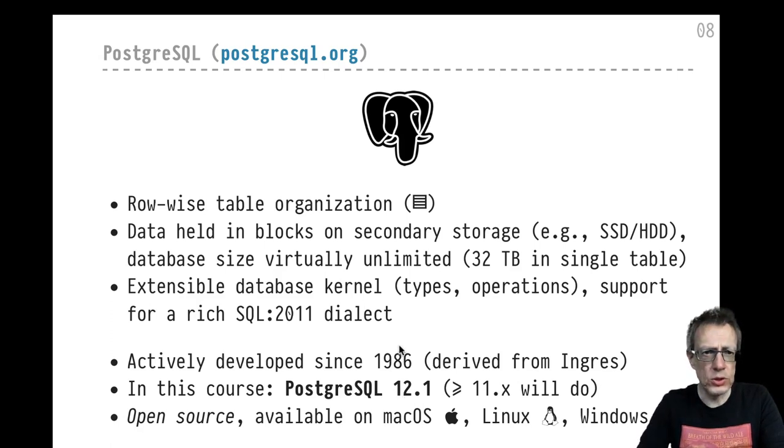We will ask you to install Postgres on your own computers if you want to participate in this particular course. You don't have to install the very fancy 12.x version. Any version 11.x will probably do as well. We will talk about the details as the course goes on. If you're running macOS or Linux or Windows, it doesn't make any difference. PostgreSQL will run on any of these systems.